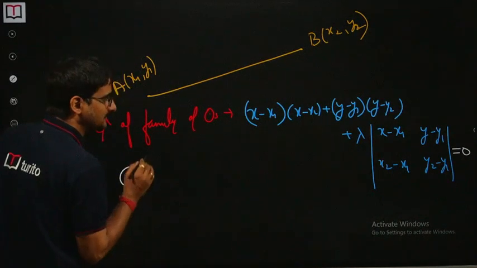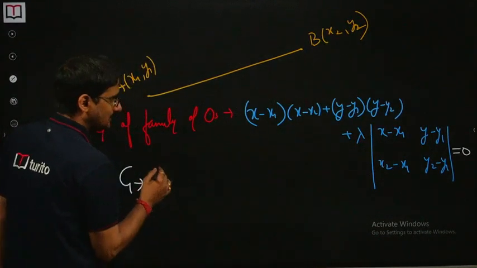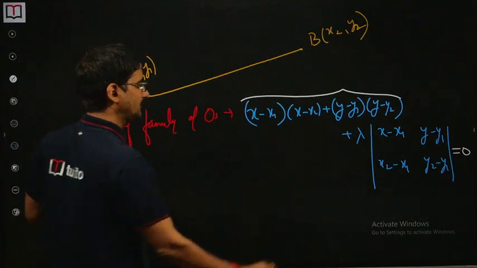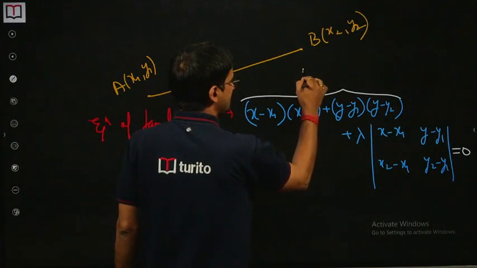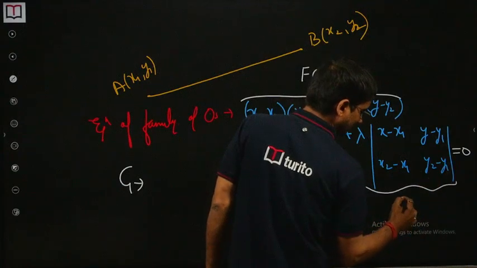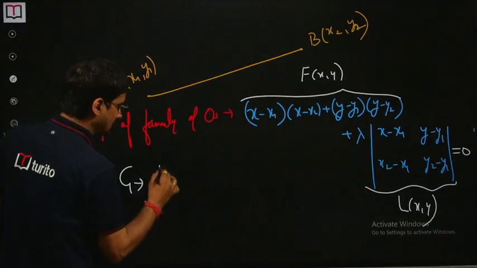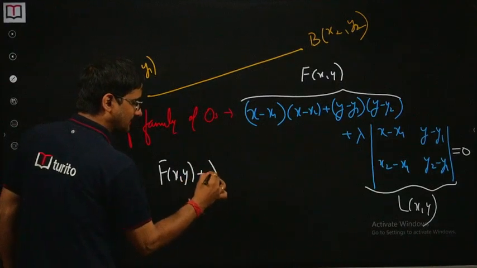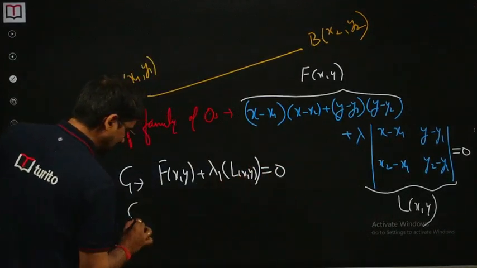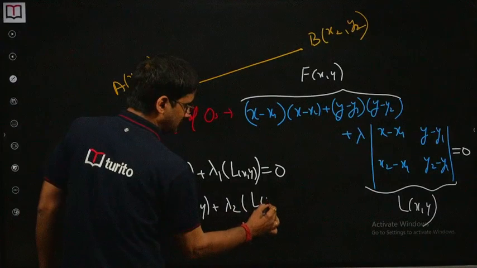So let's say C1 is the circle, so if I call this expression as f of x, y, and this one as L of x, y. Okay, so function, fine. So it is f of x, y plus lambda 1 times L of x, y equal to 0. Similarly, C2 will be f of x, y plus lambda 2 times L of x comma y.